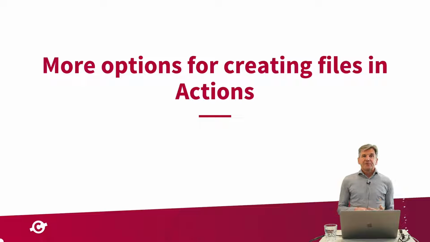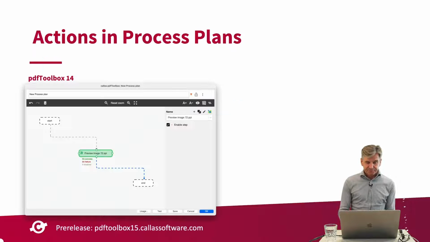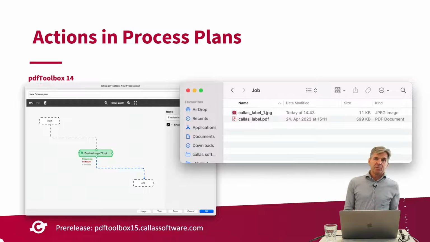Next one. More options for creating files and actions. There are actions in the process plan, and that is pdfToolbox 14. In an action, you quite often can create files that are not actually PDF files, and then that are just put aside. So next to your PDF file in this example, you will have preview images, each one with 72 ppi. Yeah, so that would be the result folder. You have your original file, which has the name colors label, and then it would create a colors label _1 for the image that was created for this one page PDF file.